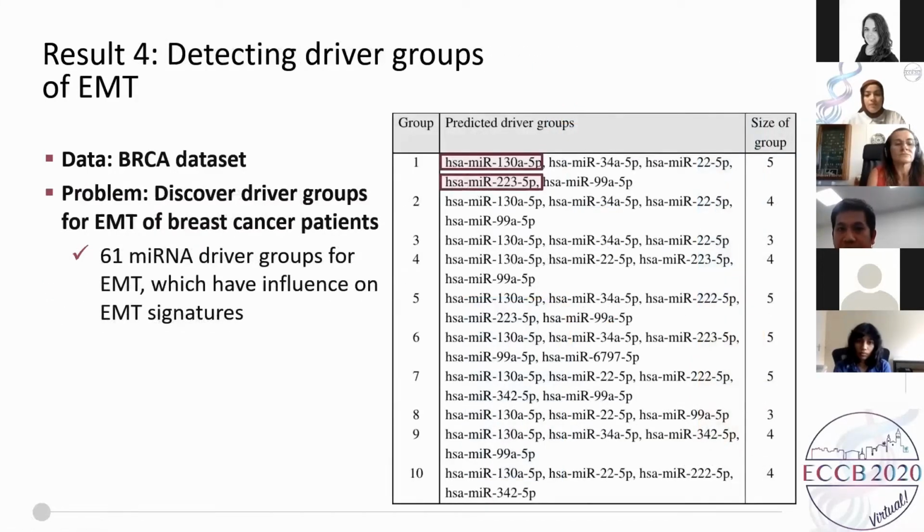And the last application for the proposed method is that we use the method to detect the driver group for the EMT, the epithelial mesenchymal transition. And we identify the 61 microRNA driver group which have an influence on EMT significance.